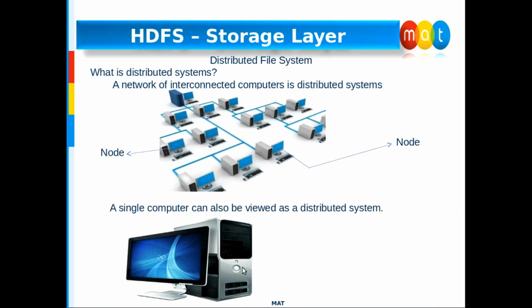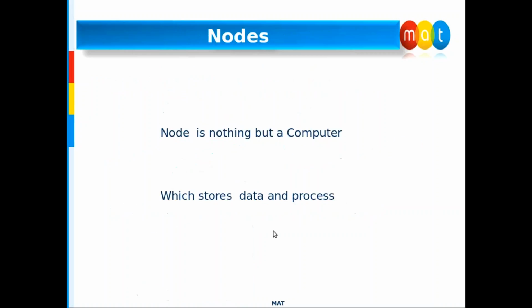You can also use a single machine for distribution. You can have partitions in one machine. So you can use multiple machines or a single machine. It's called a distributed file system.